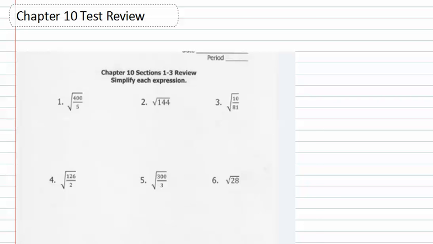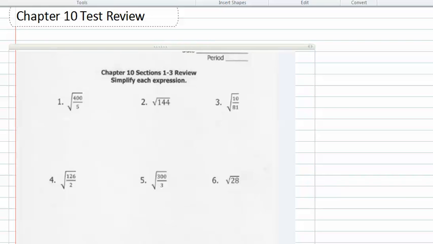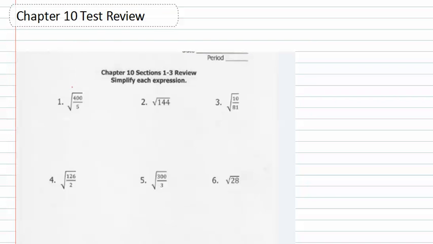Okay, so now we're going to do Chapter 10 review. And let's do number 1. So number 1, I'm going to look inside of the square root. It's a fraction. It looks a little bit blurry, but maybe not. It's 400 divided by 5, so 400 over 5. And I ask myself, will 5 go into 400?